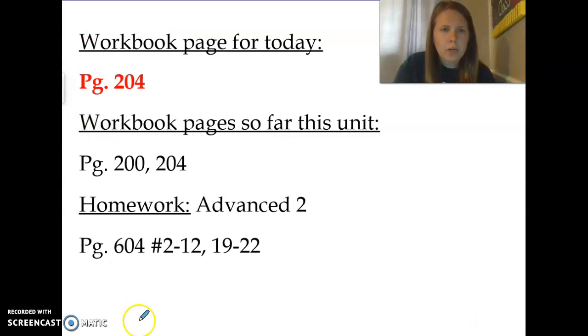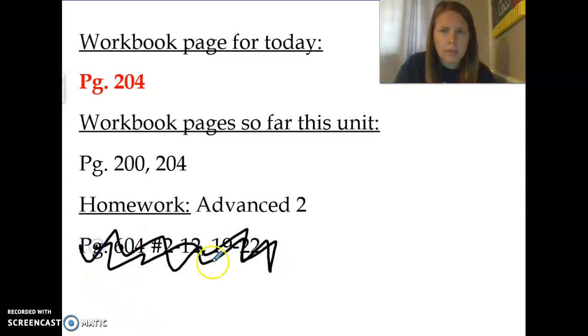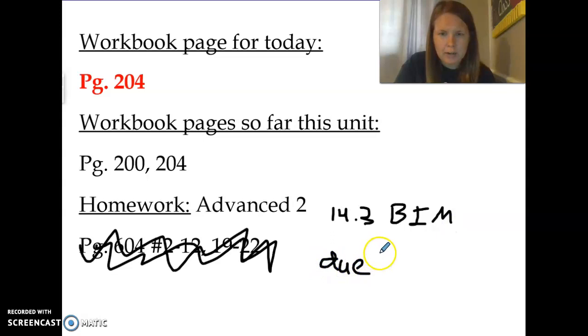So then your homework, again, if you want to work on those workbook pages, you're more than welcome to. I'm not going to be checking them for points right now, though, just because not everybody has their workbook page at home. So you have lesson 14.3 on Big Ideas Math. This is going to be due on the 19th, so that's a Sunday. Make sure you're getting it done. I got a lot of people who I need to kind of get on their butt to get it done.